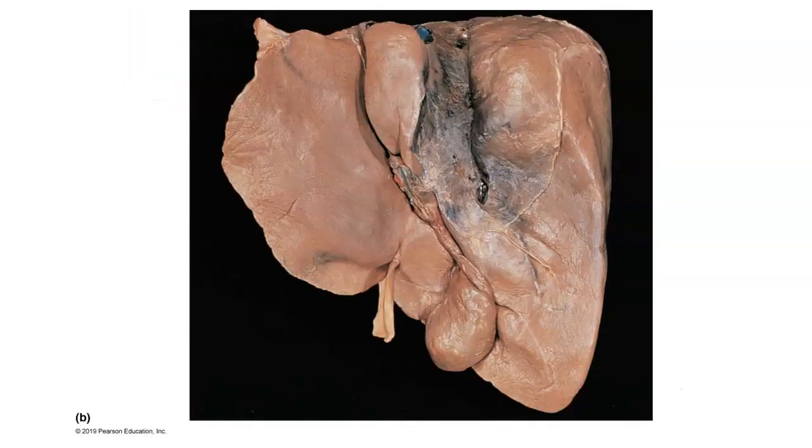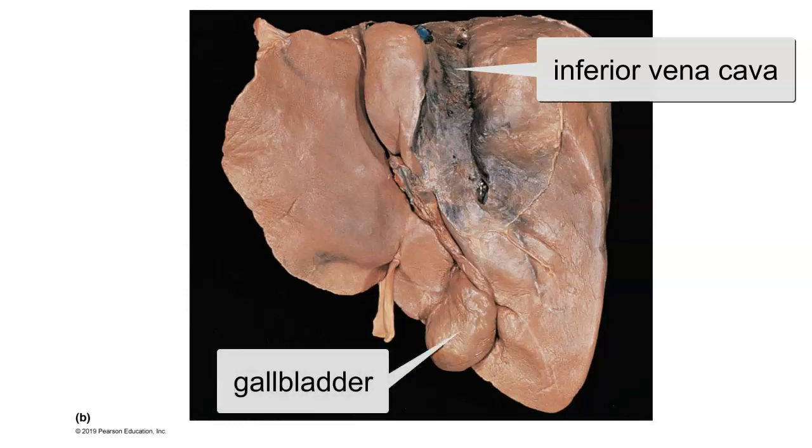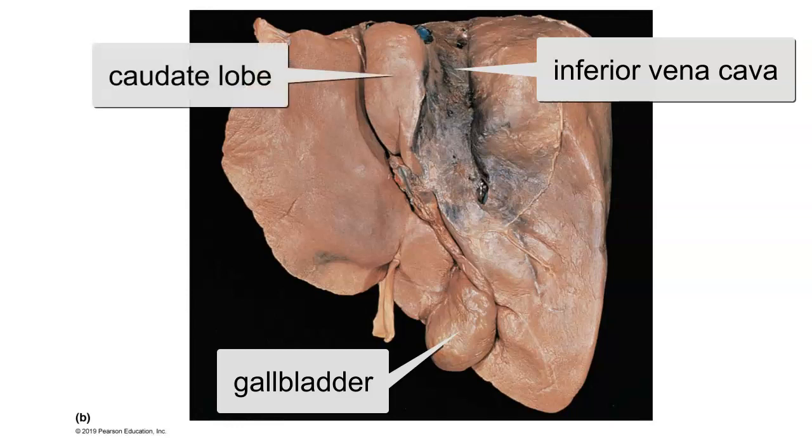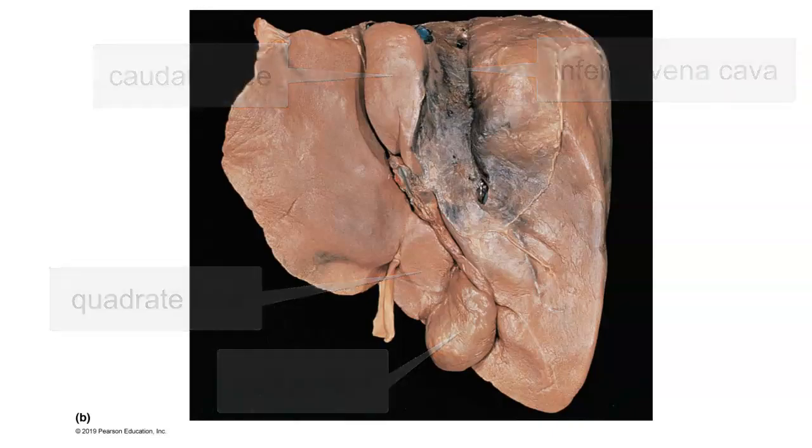Here we're looking at the inferior or bottom surface of the liver, and we can see where the inferior vena cava was with this dark collapsed area. This is the gallbladder. Those two landmarks help us identify the two minor lobes of the liver. This is the caudate lobe, which is posterior. In other words, it's next to the inferior vena cava, which is in the back. And this is the quadrate lobe, which is adjacent to the gallbladder. It's anterior.